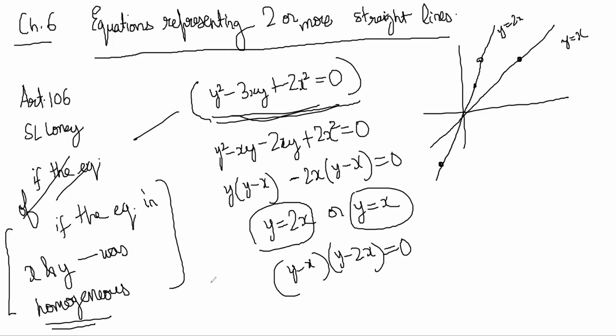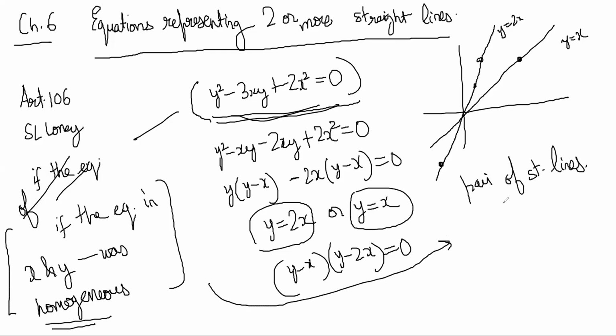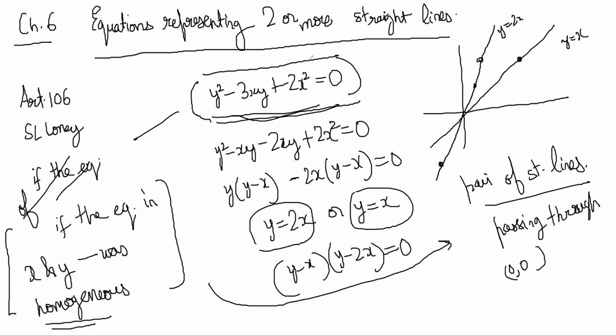If you ever get a homogeneous equation, right, then it is likely that it is a pair of straight lines. Okay. See, pair of straight lines passing through origin, passing through 0 comma 0. See here, there is no constant term also, right? So there is no constant term, so the equation is fully homogeneous, right? Every term is degree 2, right?